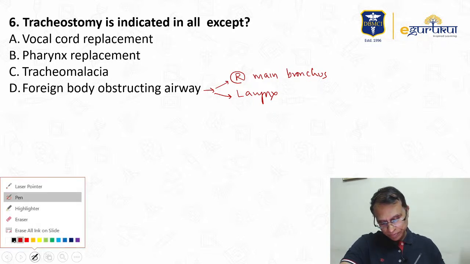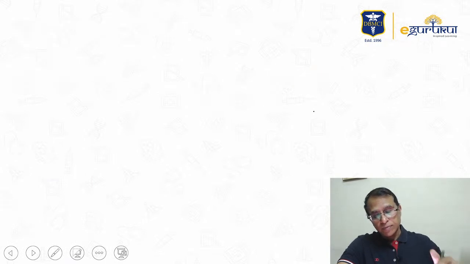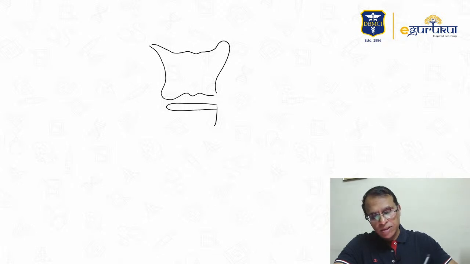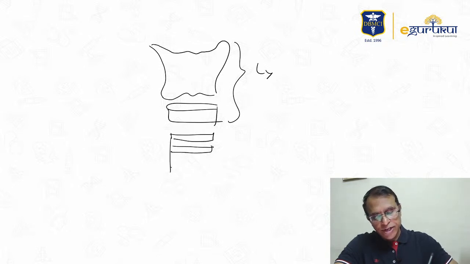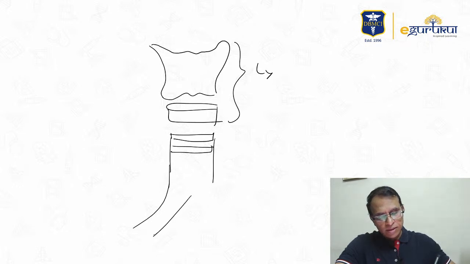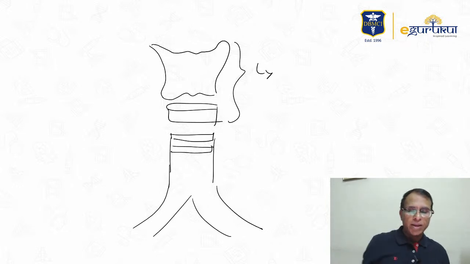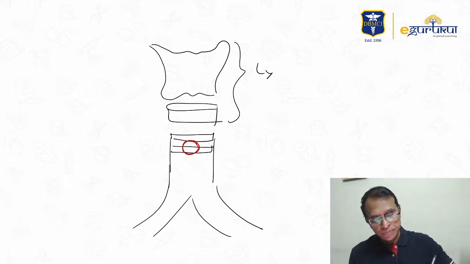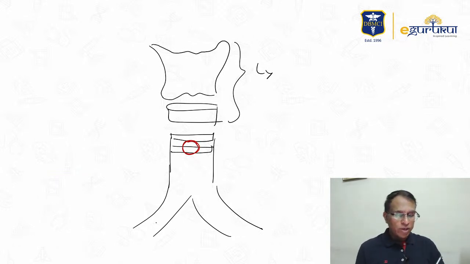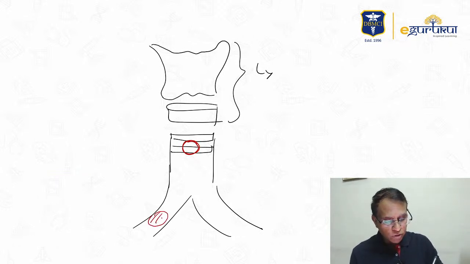Now, if this is the larynx, this is your thyroid, there is no space, so okay, this is your larynx, and then there are tracheal rings, a lot of tracheal rings, trachea, then divided into bronchus, isn't it? Now, tracheostomy is an opening which is made here. If the foreign body is in the right main bronchus, this is your foreign body.